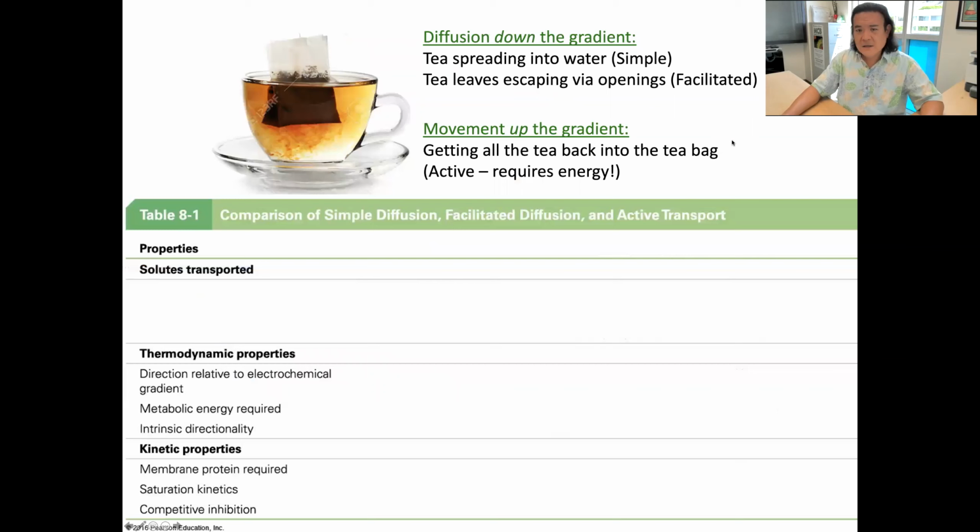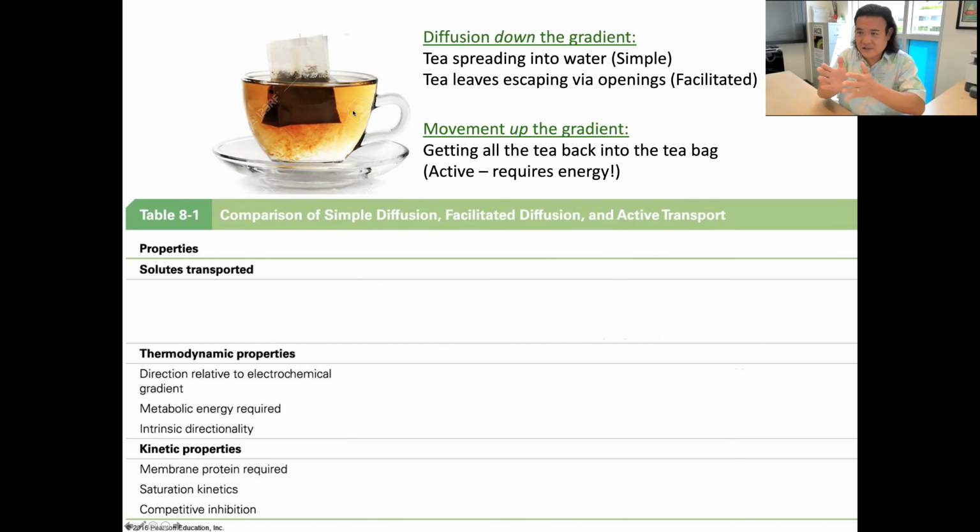All right, so let's review here. We've been talking about gradients playing a role in determining how things are transported across a membrane. So if things simply diffuse down a gradient from high to low, this would be, for example, if you put a tea bag in hot water, many of the molecules like tannins and other things that have the flavor of the tea simply diffuse out of the tea bag into your tea. And that's just simple diffusion.